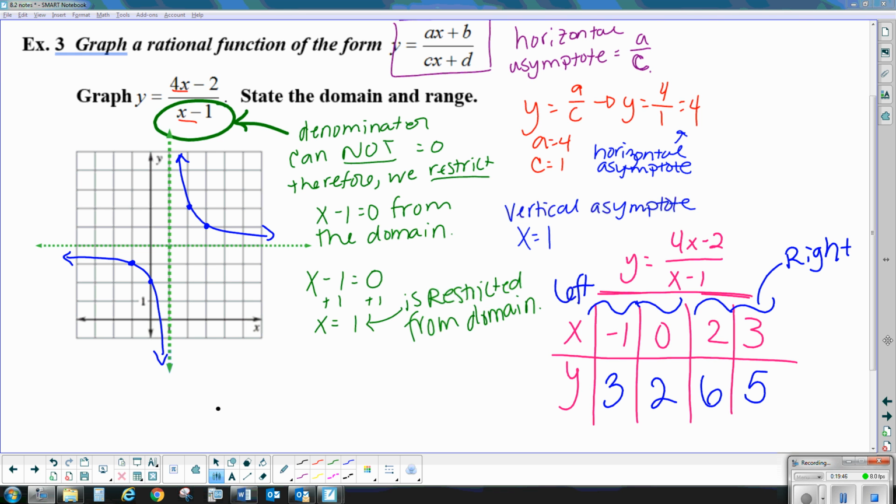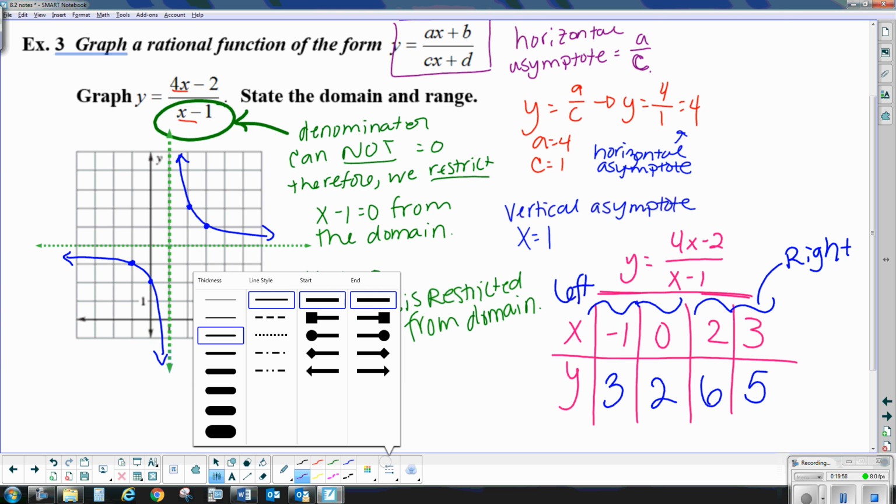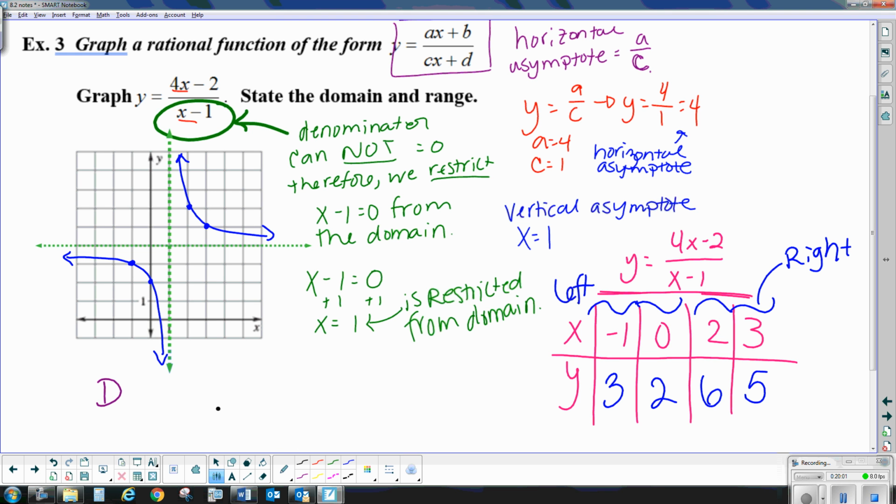So if you're following along on your note sheets, there are 2 more examples, number 2 and number 3. I want you to try these on your own. And actually, you know what? We didn't actually state our domain and range. We said we were going to, but we didn't. So let's actually state our domain and state our range.